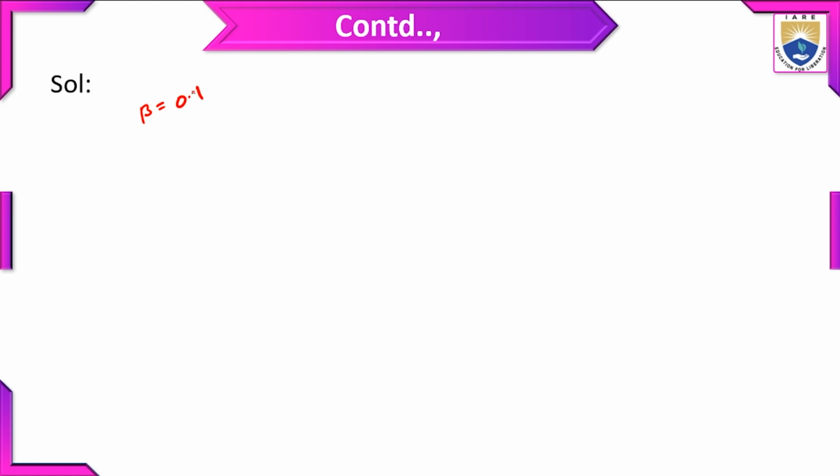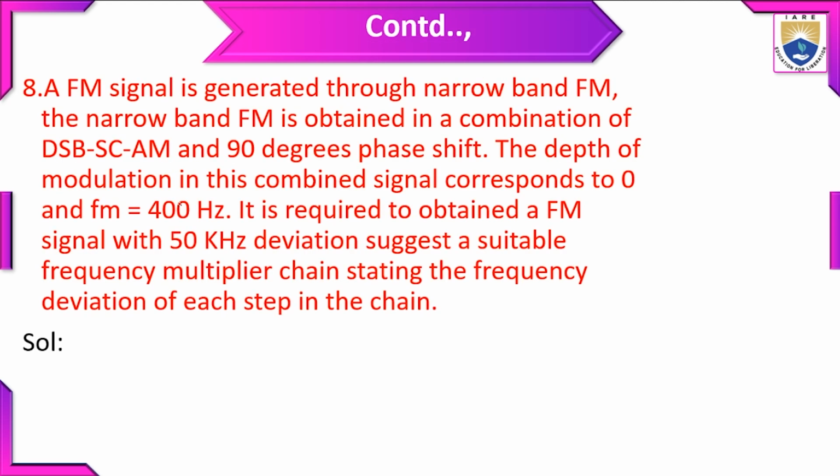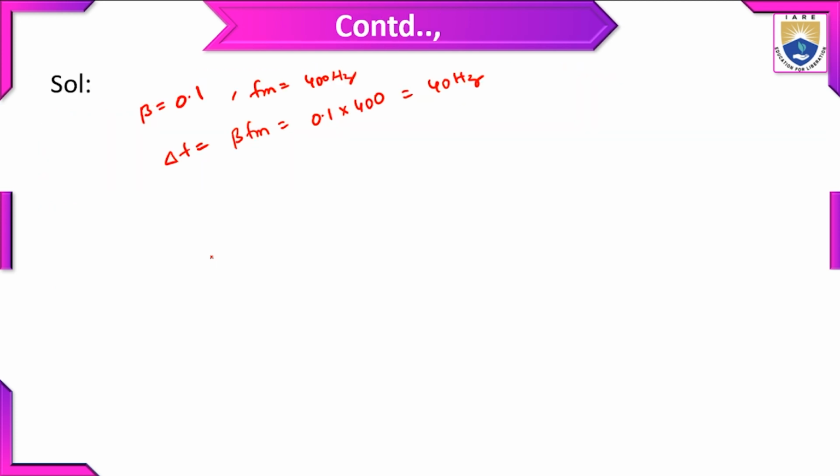Beta value is equal to 0.1. fm is 400 Hz. So delta f is equal to beta into fm. So beta value 0.1 into 400, so simply 40 Hz. So this is the deviation. But the required deviation is 50 kilohertz, but what you got is 40 Hz.